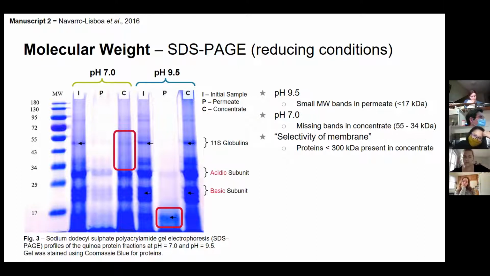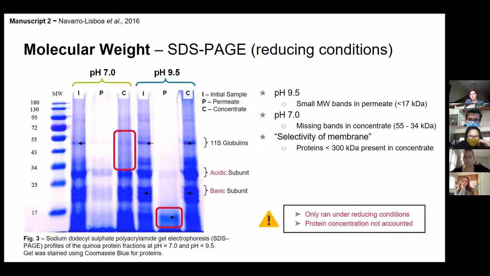The bands attributed to the acidic and basic subunits of the globulin were observed at the concentrate in both pH. The authors mentioned that the presence of the protein under 300 kilodaltons, which is the cutoff of the ceramic membrane that they used, is due to the selectivity of the membrane. However, they did not discuss the fact that it was only done under reducing conditions. And as Pam noted in class, they should also run the samples under non-reducing conditions so as to not overestimate the smaller molecular weight proteins.